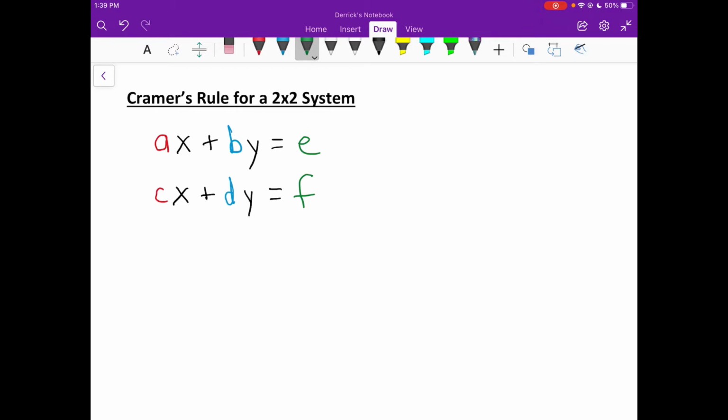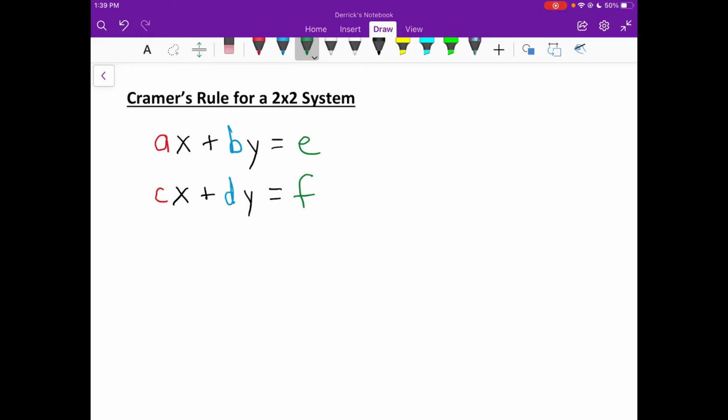So the idea is first recognize this is a simple two equation system. You've probably already learned how to solve this by substitution or elimination, something like that. This is simply another method that we could use to solve the same type of systems. We're going to use matrices. Basically, for both x and y, we are going to build two 2x2 matrices and find the determinants of them.